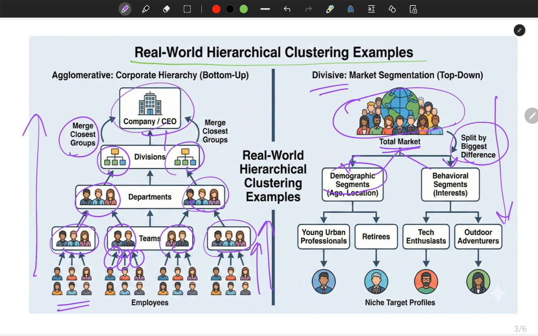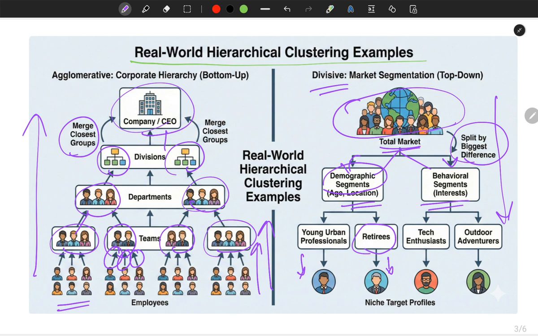One difference is demographic segments, that is age or location. The second is the behavioral segment, that is interest. Again, we keep on splitting this one, demographic segments, based on age. For example, as you can see, the retirees come in this one, whereas the young urban professionals come in the other, because the retirees' needs are different from the young urban professionals'. Similarly, the behavioral segment, the interests. Tech enthusiasts' interests are different from the outdoor adventurers'.